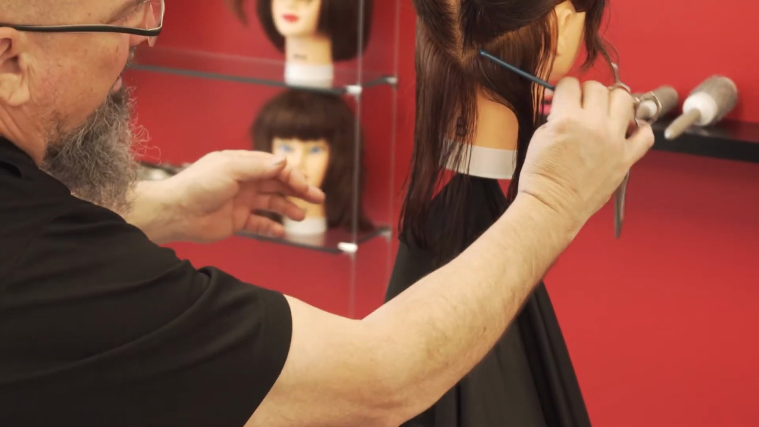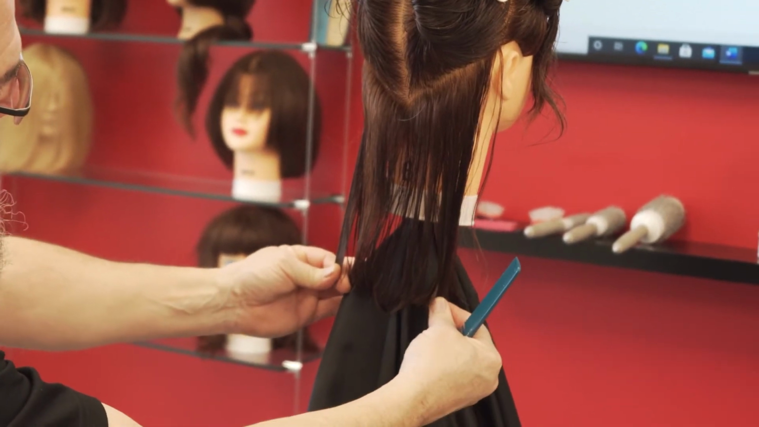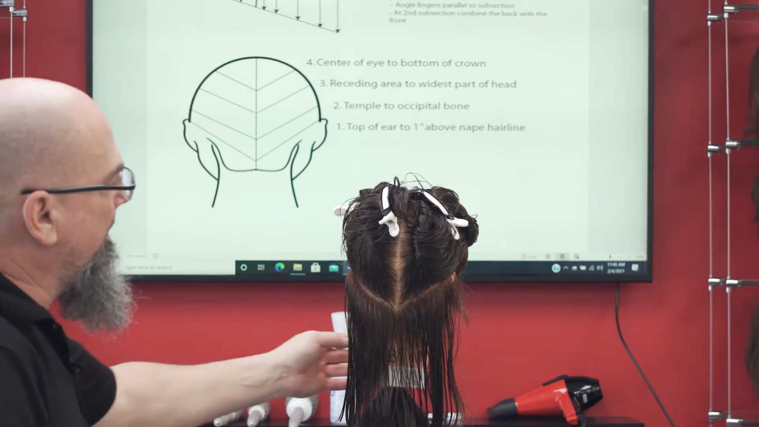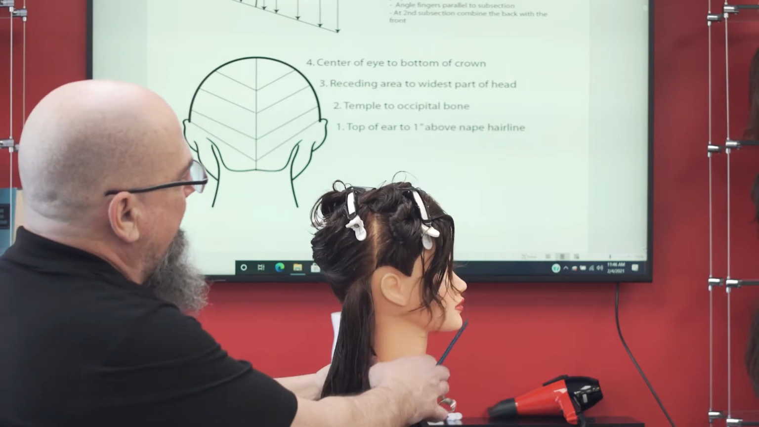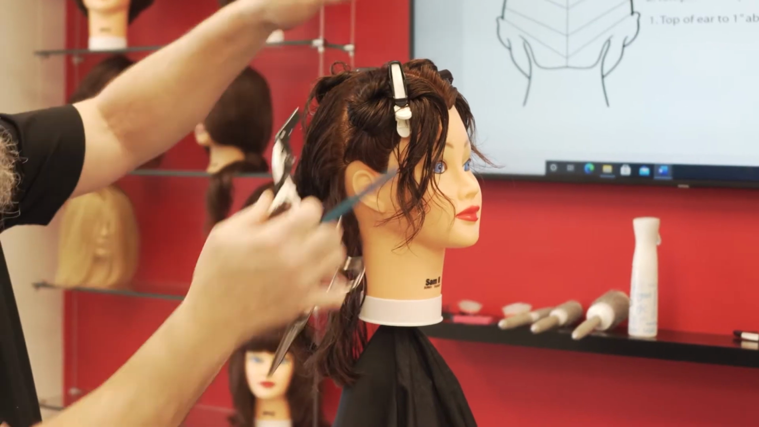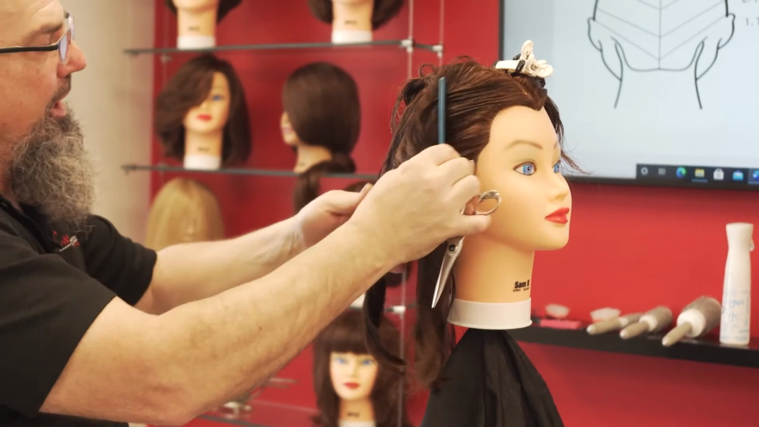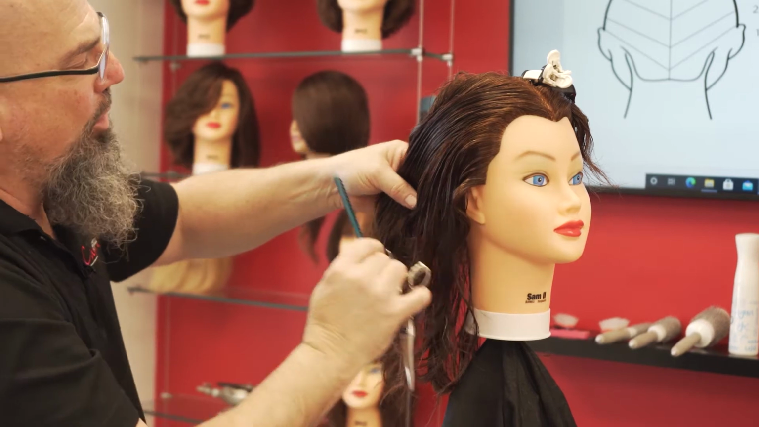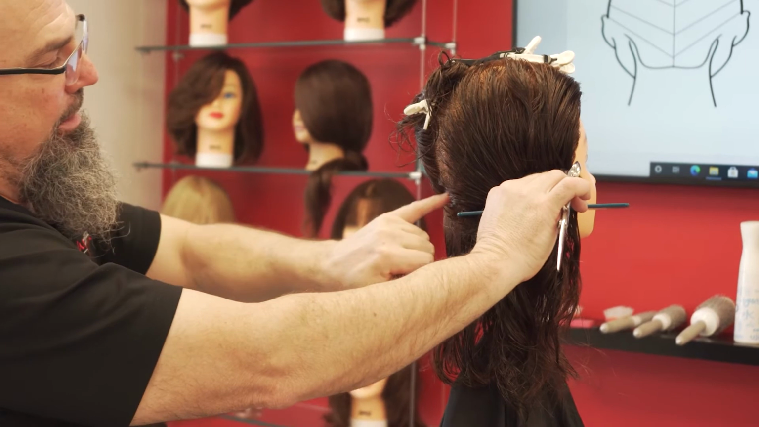We are then going to come in and check our lengths on the sides to make sure they are nice and even. The second section is from the temple to the occipital bone. So I'm actually going to take both of these clips out and we're going to blend the side into the back section so they will become one section. Take our clips out of our way, put them on the other side. We're going to take this all the way from the temple area, which is right here, all the way back to the occipital bone, which is that bone at the back of the head, right here.